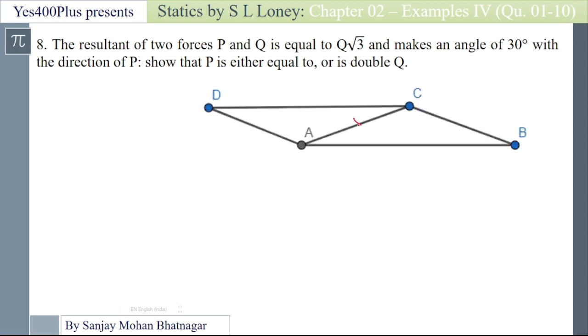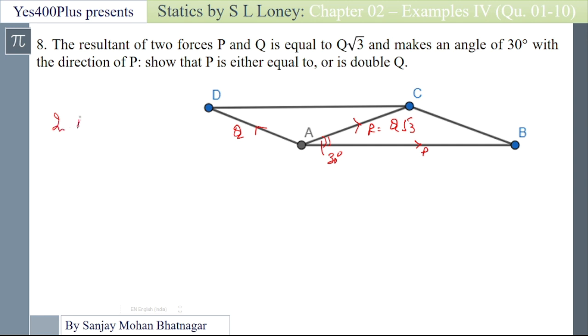सो दिस इज r इक्वल टू q रूट 3, दिस इज p, दिस इज q एंड दिस इज 30 डिग्री, बिकॉज द रिजल्टेंट मेक्स एन एंगल ऑफ 30 डिग्री विद डायरेक्शन ऑफ p. ओके, अब इसमें सिंपल ट्रिग्नोमेट्री का एप्लीकेशन है.